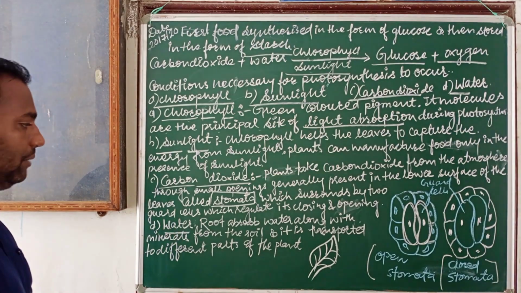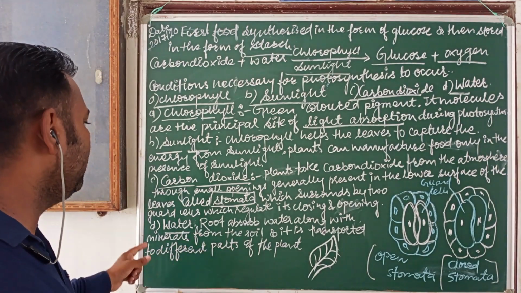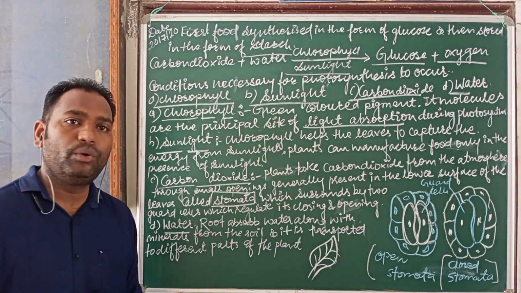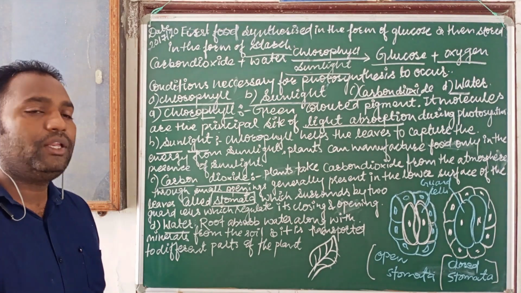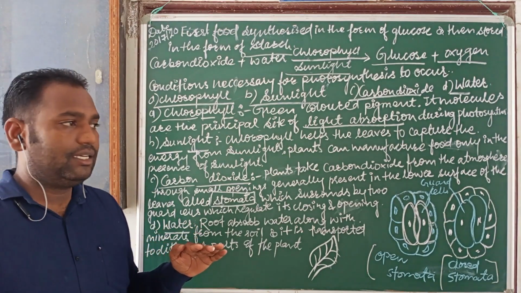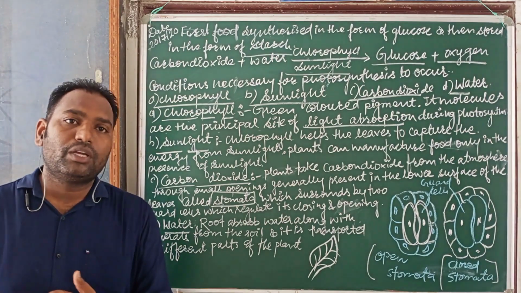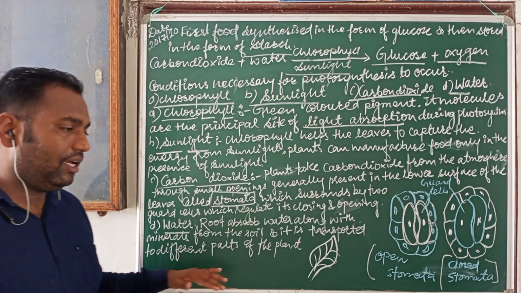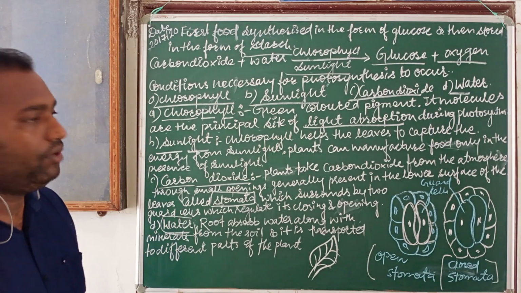And then next is water. Roots absorb water along with the minerals from the soil, and it is transported to different parts of the plant. Roots have root hairs. You generally see many roots in carrot, radish and turnip. They are inside the ground, and from the soil they take up nutrients, meaning minerals and water. The main function of the roots is to take water and minerals from the soil, so water availability is provided with the help of roots.